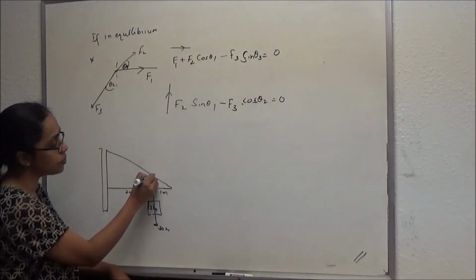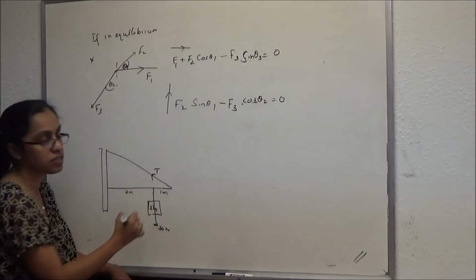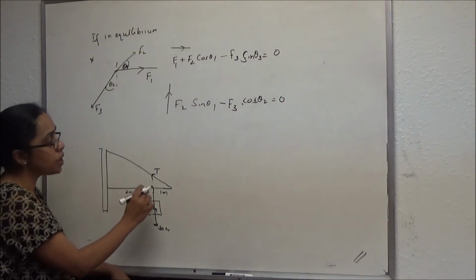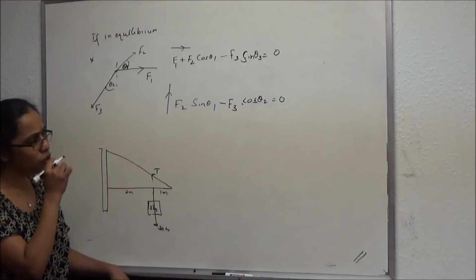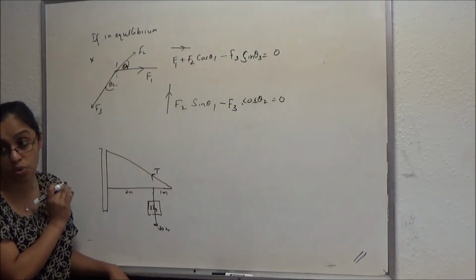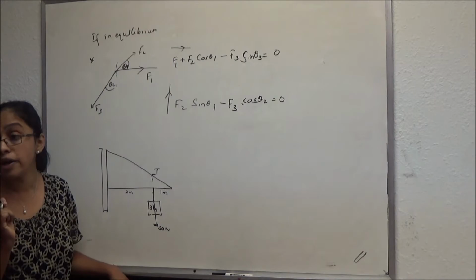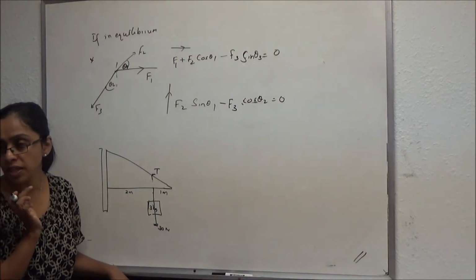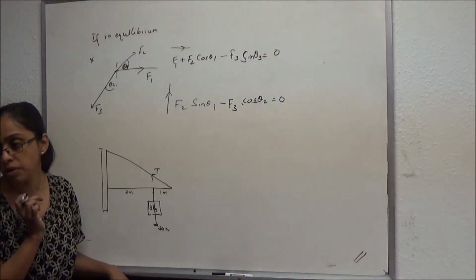Tension. This is being pulled up by the string. Tension. You have T. Right. Now Siddhant, you have 2 forces. Do you think that this would be in equilibrium if you have 2 forces? No. You need a third one too. Where do you think that the third one would come from?